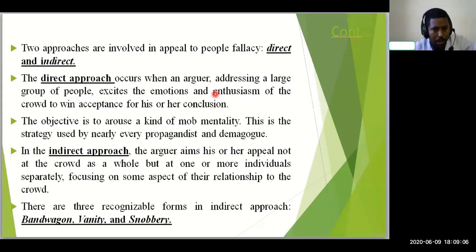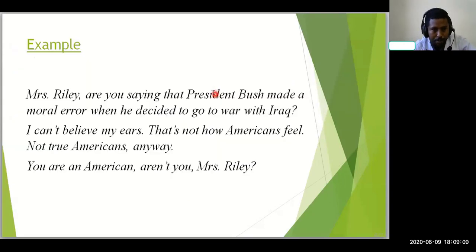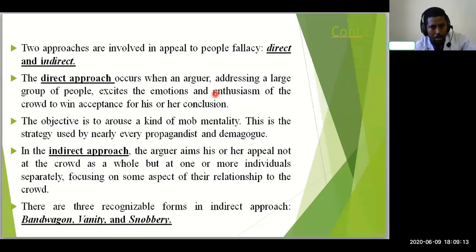In appeal to people, there are two forms or approaches by which the fallacy is committed. It can be direct, or it can be indirect. The direct approach occurs when an arguer addresses a large group of people, not individuals, and excites the emotions and enthusiasm of the crowd to win acceptance for his conclusion. Here his objective is to arouse a kind of mob mentality.